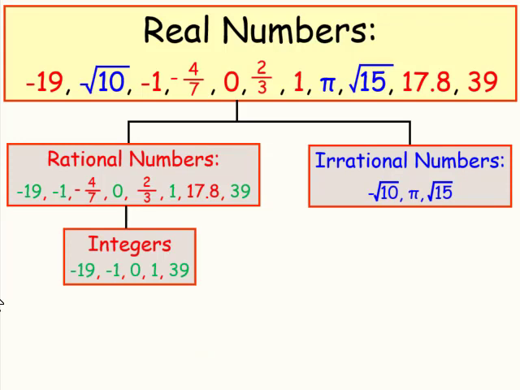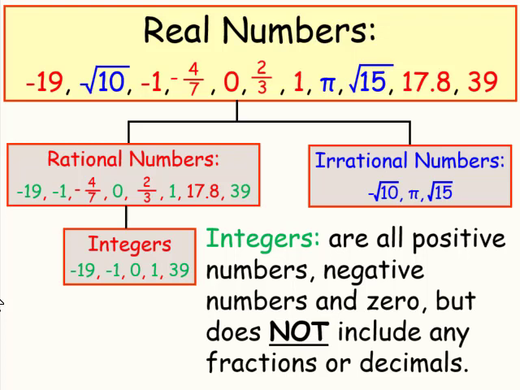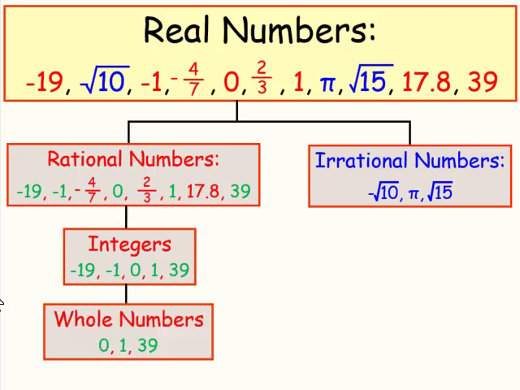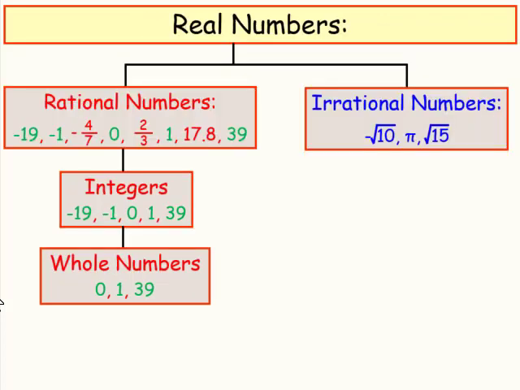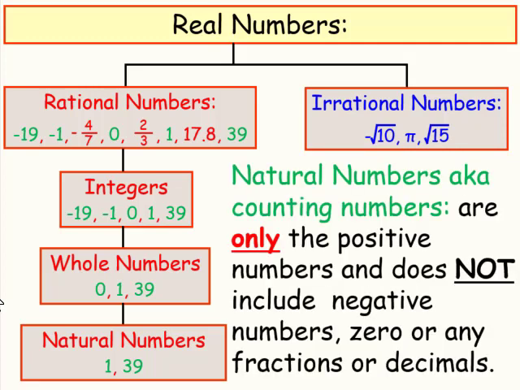A special type of rational number is called an integer. Integers are all the positive numbers, negative numbers, and 0, but does not include any fractions or decimals. A special type of integer is a whole number. Whole numbers are all the positive numbers and 0, but does not include negative numbers or any fractions or decimals. A special type of whole number are our natural numbers. Natural numbers, also known as our counting numbers, are only the positive numbers, and they do not include negative numbers, 0, or any fractions or decimals.